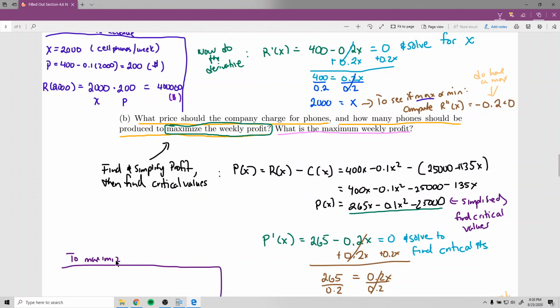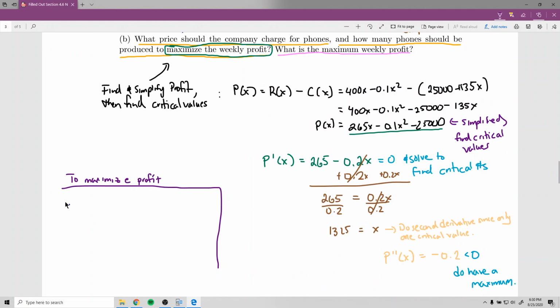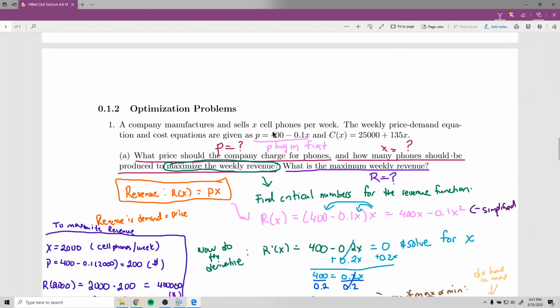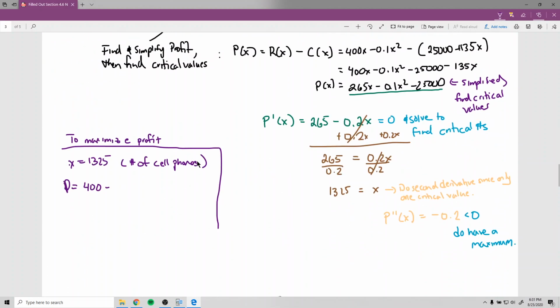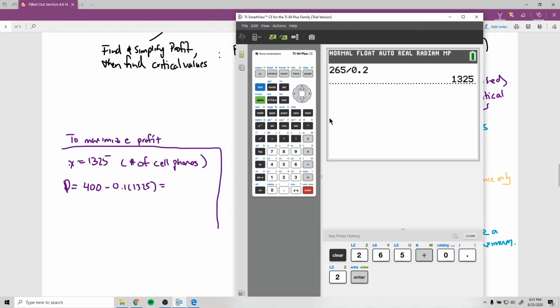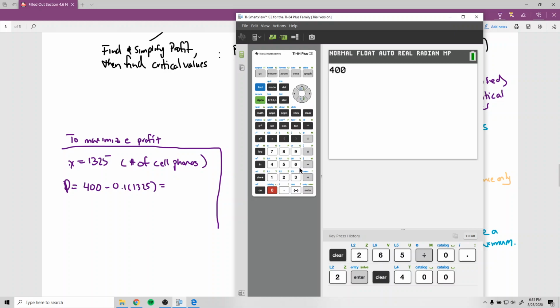So to maximize the weekly profit, x needs to be 1,325. This is the number of cell phones, remember that. The price we want to sell them at, the price is still that same formula from before. We notice we didn't affect that at all. So we want to plug in 1,325 for x into our price formula. 400 minus 0.1 times 1,325. And since that's not going to be a perfect number either, let's go ahead and do it in our calculator.